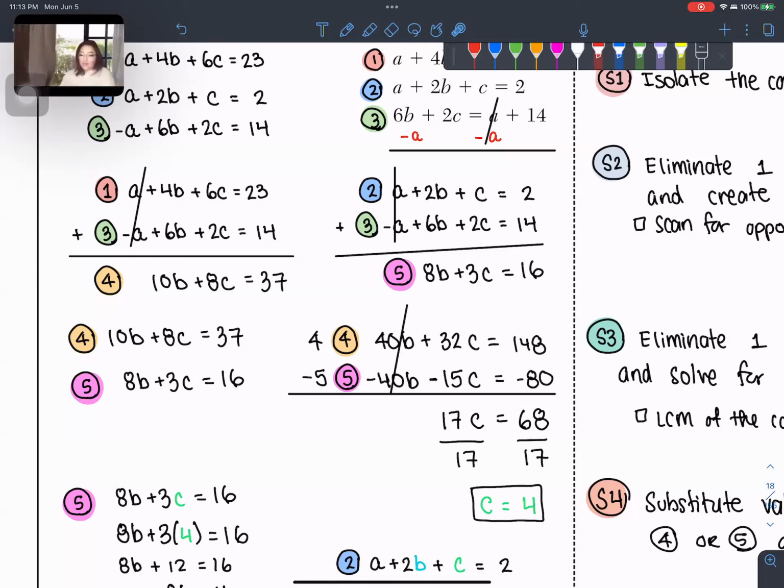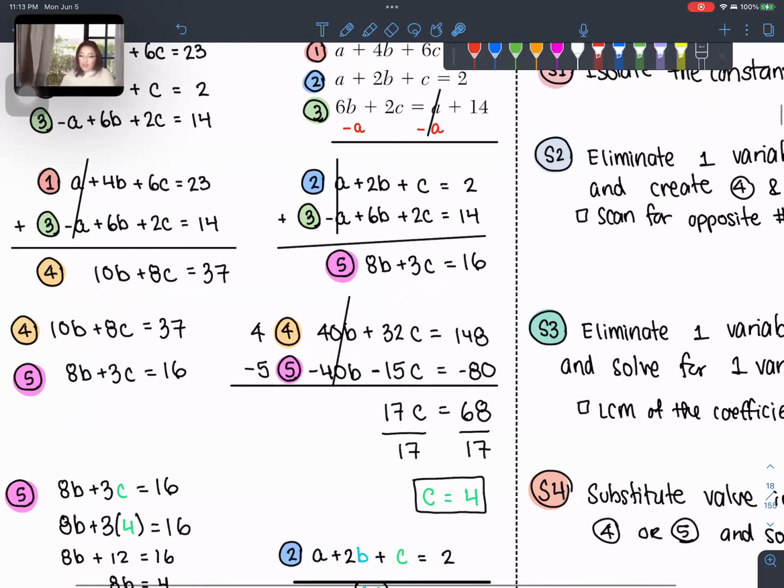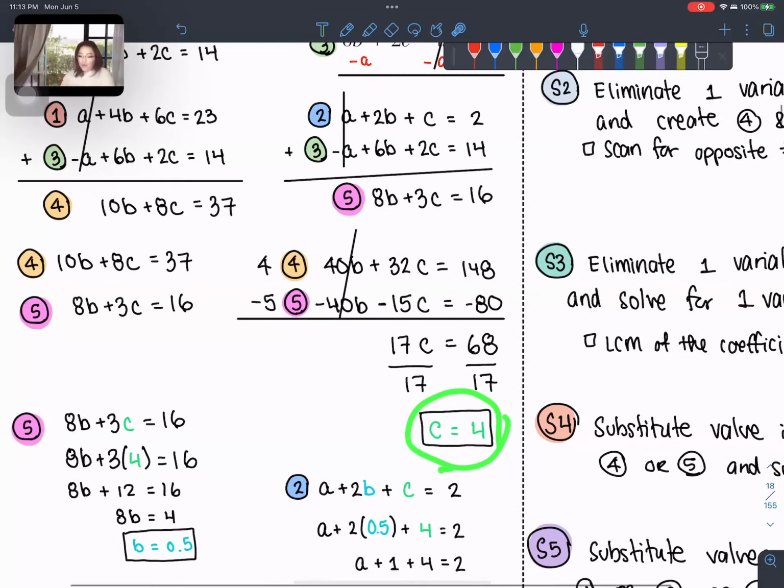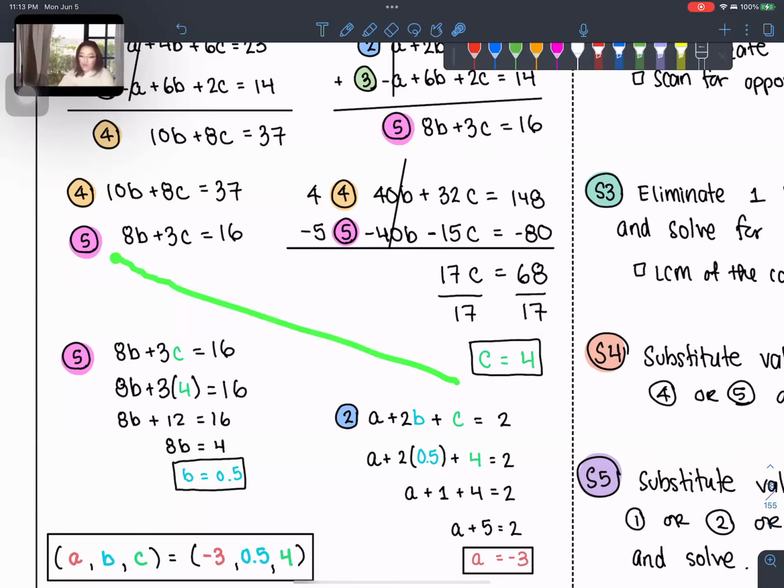So I multiply the first equation by 4 and the second one by -5 so that we can have opposite numbers. The reason why I did -5 is because that way I remember to distribute the negatives to every single term. When you combine like terms and you solve, you get c is equal to 4. Substitute it into either 4 or 5. I substituted into 5 because they were smaller numbers, and I got b is equal to 0.5.